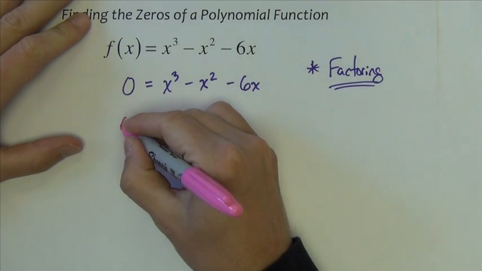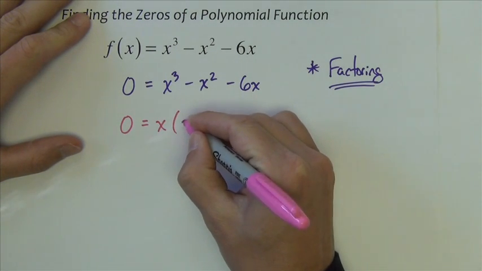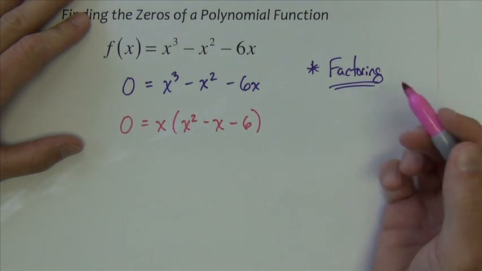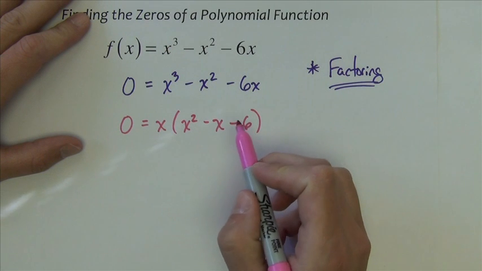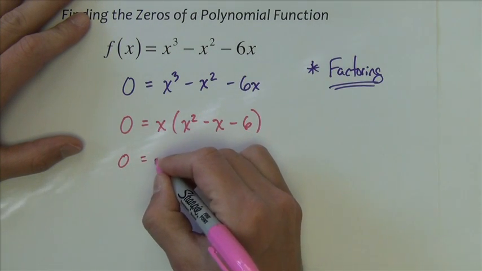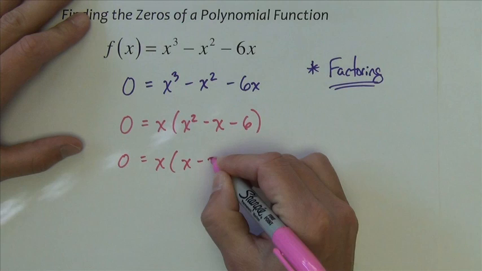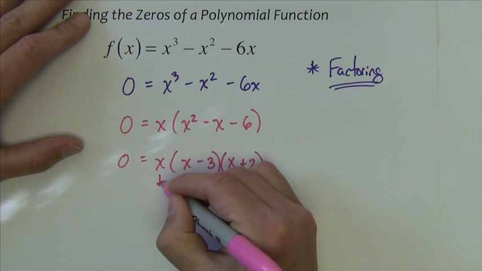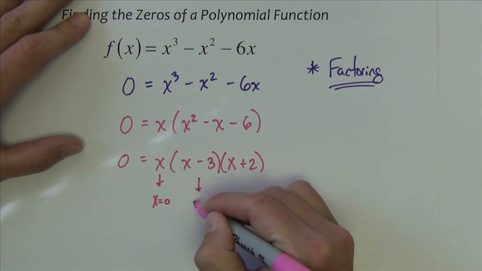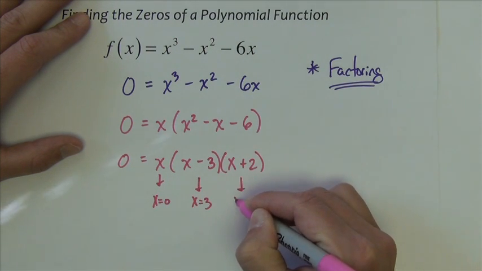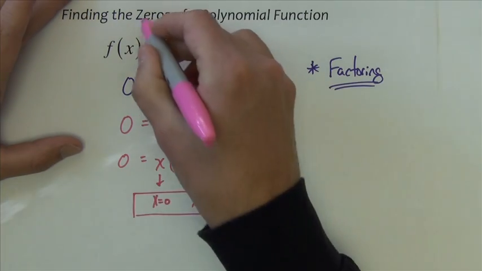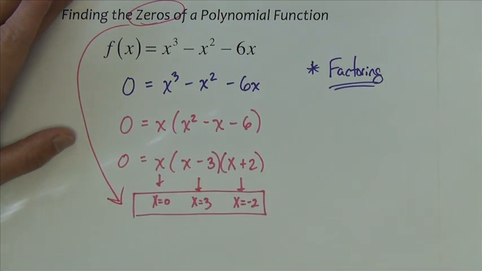So when I look at this function, I notice that there's a common factor of x. So I take that out. I look here, and is it possible to multiply to -6 and add to -1? And it is. So x minus 3 and x plus 2. And if I solve each of these, we get x equals 0, x equals 3, and x equals -2. These are our zeros.